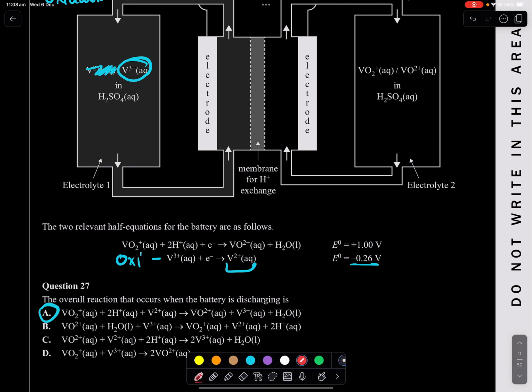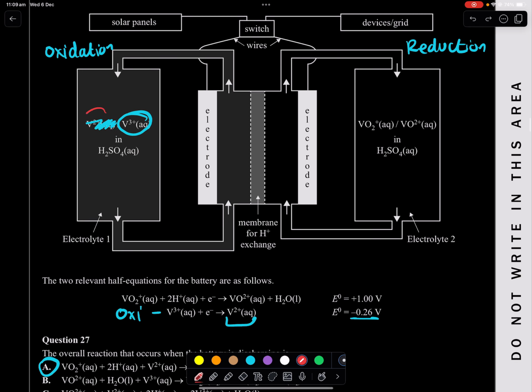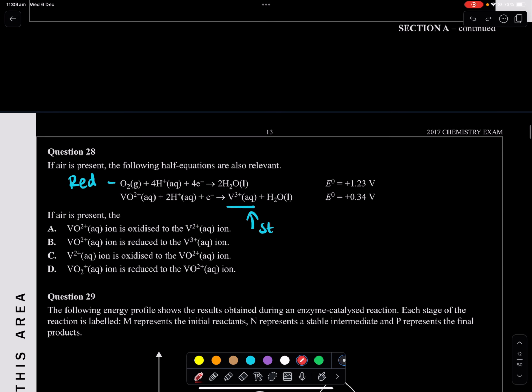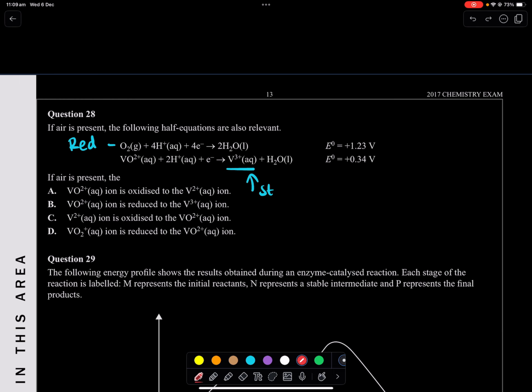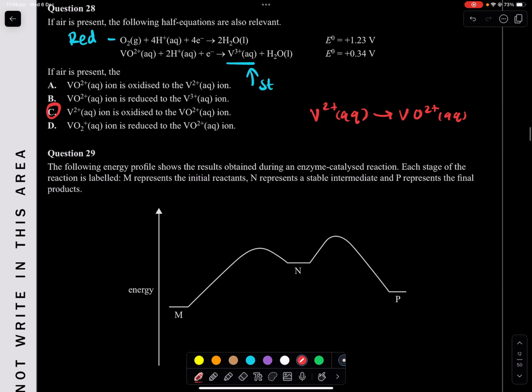Again, when we run out of V2+, when all of it's used up, we now have so much of this, but remember it's still also going to go through oxidation. So we started with V2+ (aq) and we oxidized to VO2+ (aq), which is C, as that one. Hope that makes sense. Took too long on that question to explain.